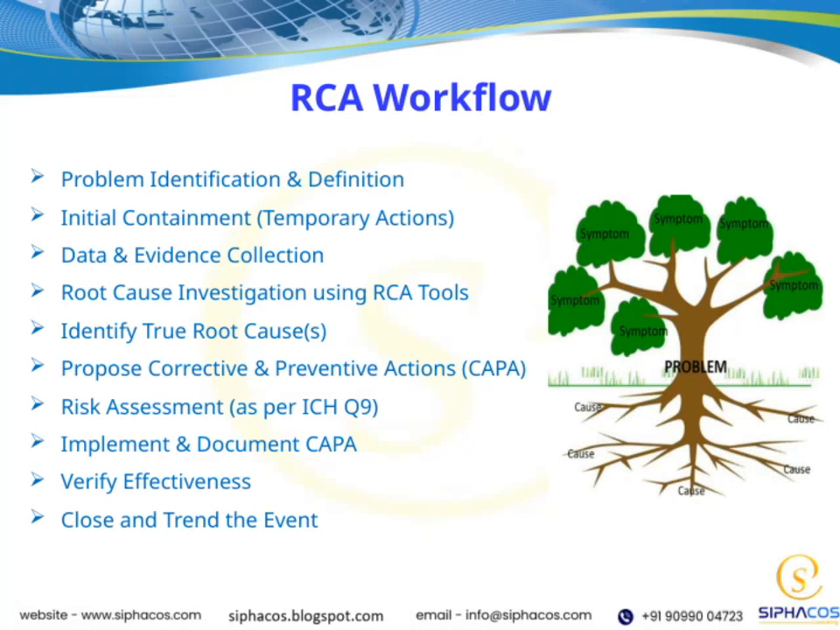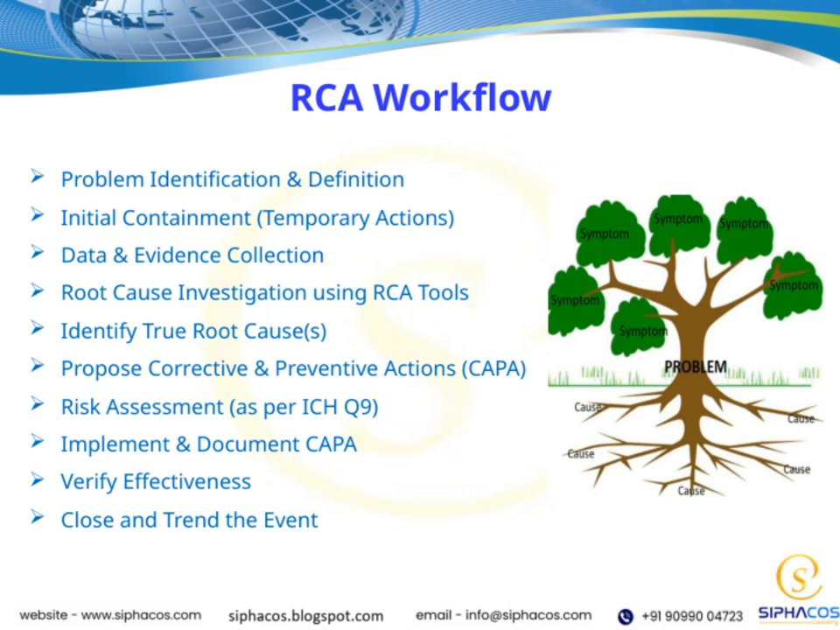Let's walk through the RCA workflow, which is essential for effective problem-solving and continuous improvement. It starts with problem identification and definition, where we clearly understand what the issue is and its impact. Next is initial containment, which involves taking temporary actions to prevent the problem from worsening while we dig deeper. Then we move on to data and evidence collection, gathering all relevant information to support our investigation. Using RCA tools, we conduct a thorough root cause investigation to uncover underlying causes, not just surface issues.